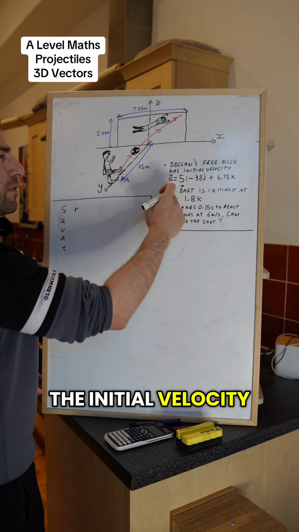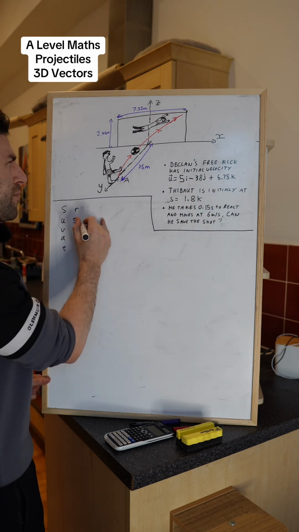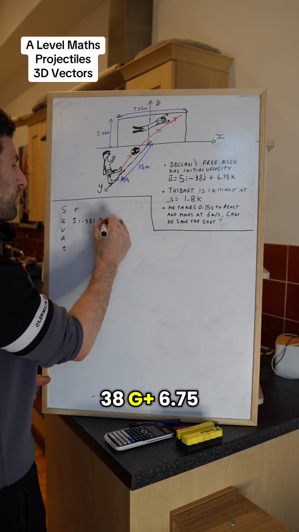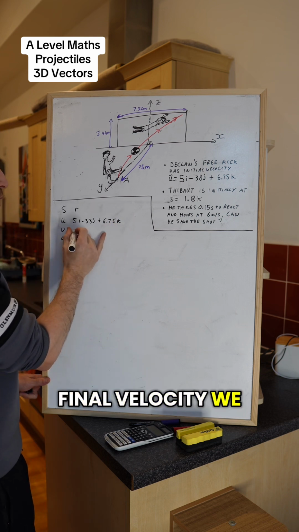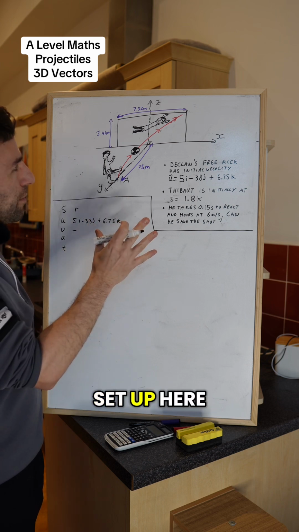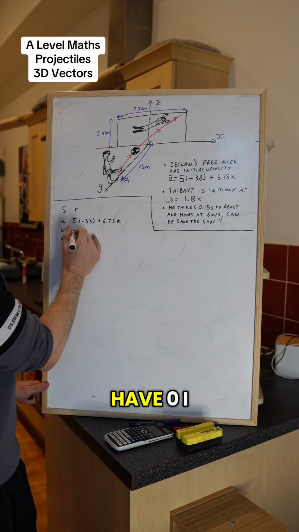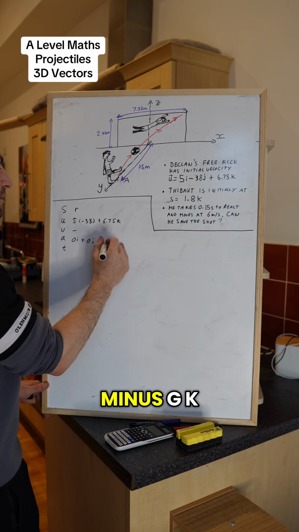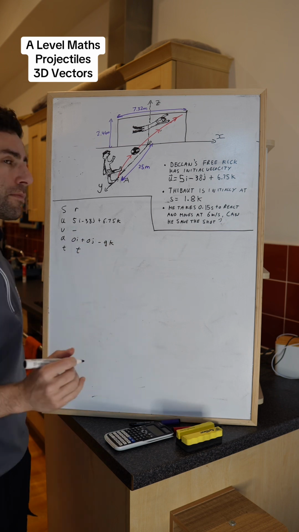The initial velocity we have been given there, so I'll put that in: 5i minus 38j plus 6.75k. Final velocity, we don't know yet. Acceleration, the way it's set up here, z-axis is down, so we're going to have 0i plus 0j minus gk. Time is t.